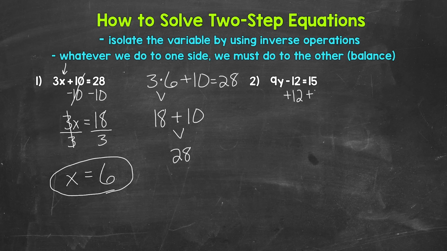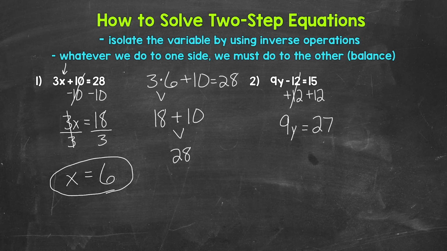Whatever we do to one side, we must do to the other, so add 12 to the right side as well. On the left side, we are subtracting 12 and adding 12, so these 12s cancel each other out, so we have 9y equals, and then on the right side of the equation, 15 plus 12 gives us 27. So now we have 9y equals 27.